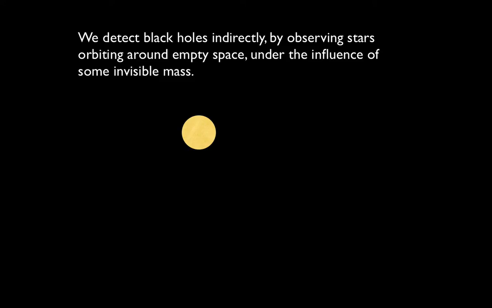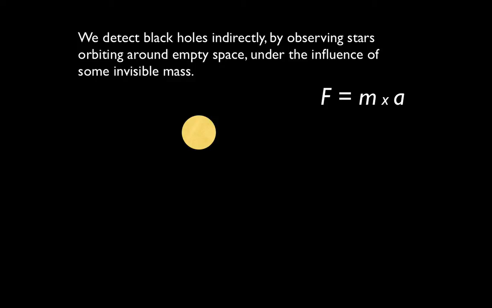We detect black holes indirectly by observing stars orbiting around empty space under the influence of some invisible mass. So if we were to observe the star as an astronomer and we see that it's orbiting around what looks like empty space, but we know that, as Newton told us, force equals mass times acceleration. So again, if this star is moving in a circular motion, that means that its velocity is constantly changing, which means that it's accelerating constantly. And where there's acceleration, there must be a force. That force is gravity, and it's the force of gravity between this star and an invisible black hole at the center.